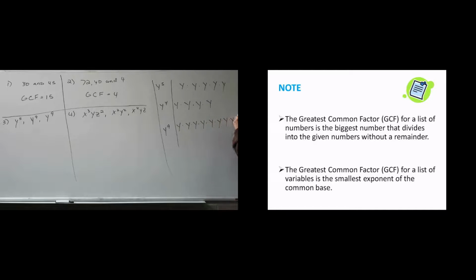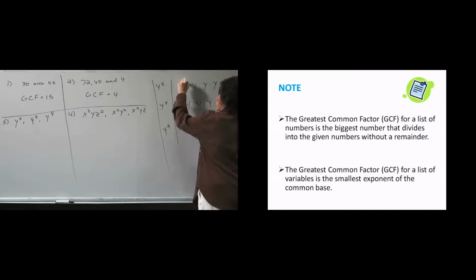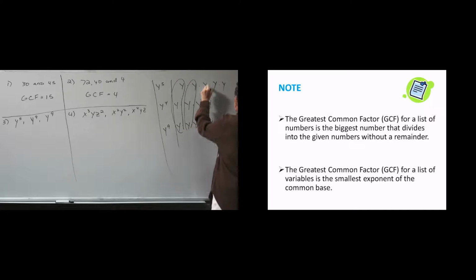7, 8, 9. Okay. We want common factors. Well, they have 1 in common. They have 2 in common. They have 3 in common. They have 4 in common. That's how many they have in common.